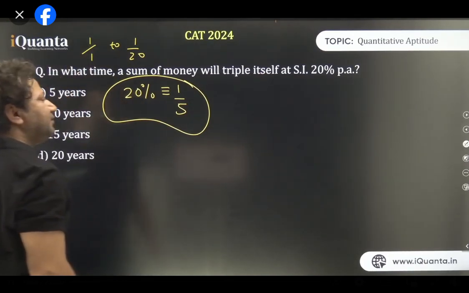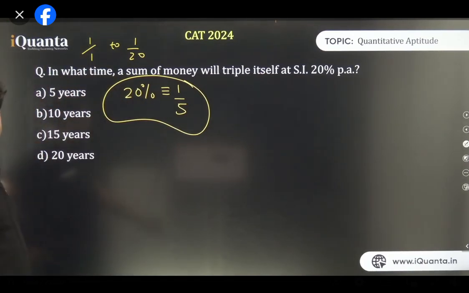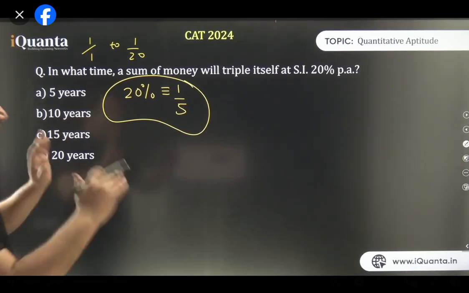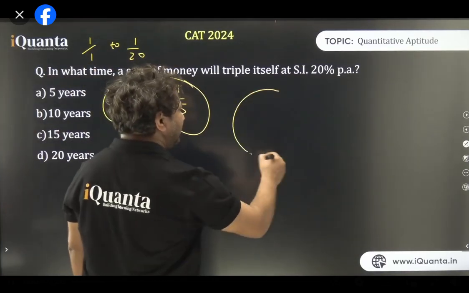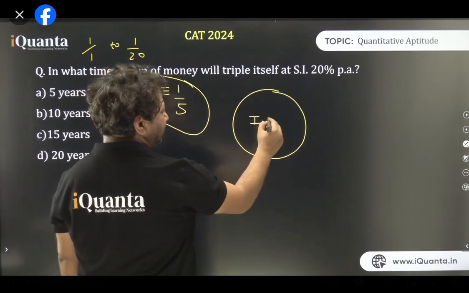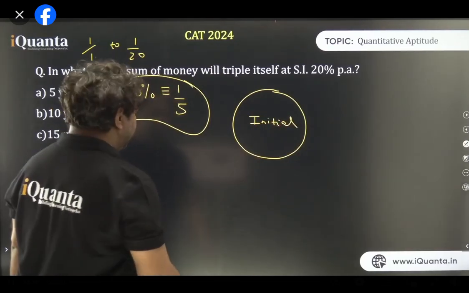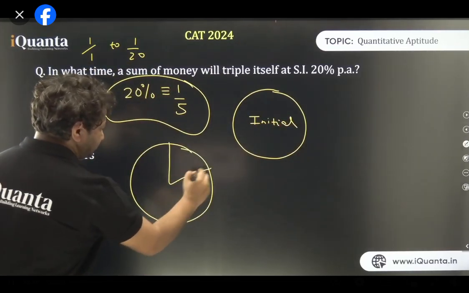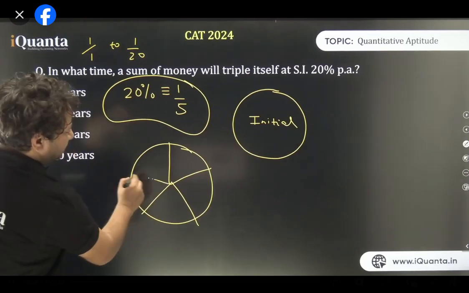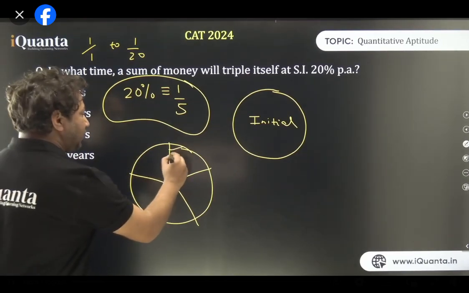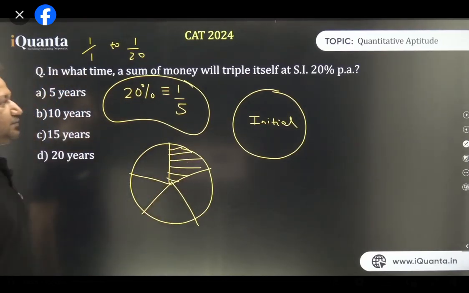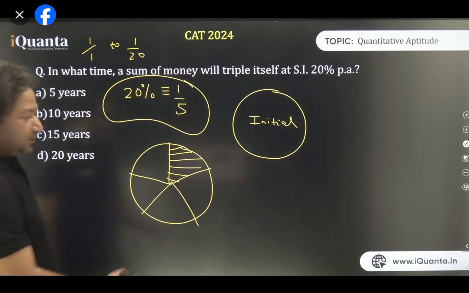What does it mean? Per annum. That means every year. Per is every, annum is year. So every year I am getting 1/5. So what I had initially, let us say that I had a cake initially. That is my initial thing, which people call principal. Every year, what is happening? See, things will be clear to you now. Every year, first year, I got this 1/5. Cool. That happened for the first year.